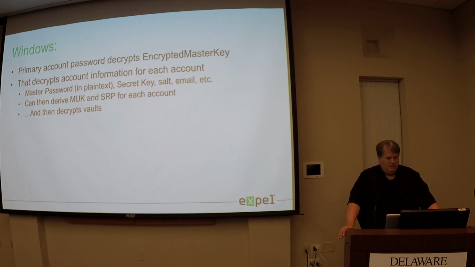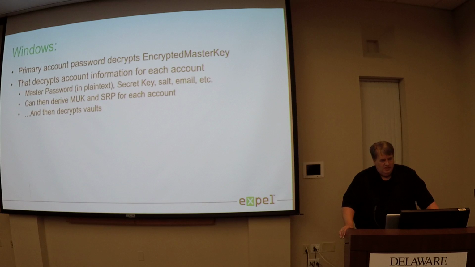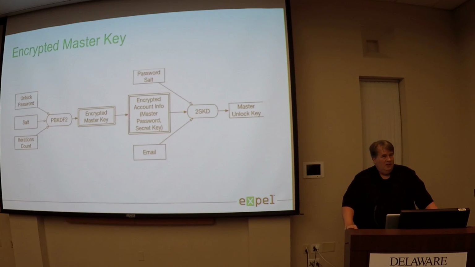On Windows, it's a little bit different. On Windows, they don't store the secret key locally on the system like they do on the Mac. Instead, what they have is an encrypted master key structure in their database that then goes on and decrypts those individual account things. So Windows has this extra step at the beginning, where you type in your password, it pulls a salt and a list count of iterations, runs through the password-based key derivation function to create another key that decrypts the master key. That decrypts a piece of data that includes the user's actual plaintext secret key and plaintext password. Those are then fed into the 2 secret key derivation process and creates a master unlock key, and from there it goes on like the others.